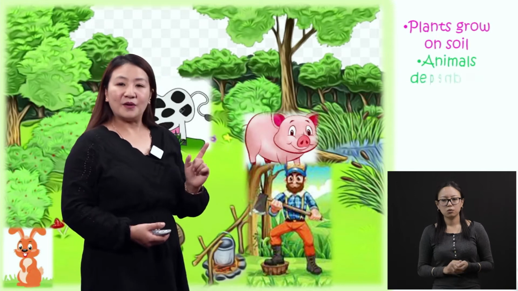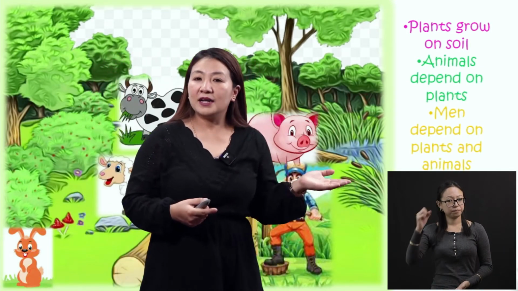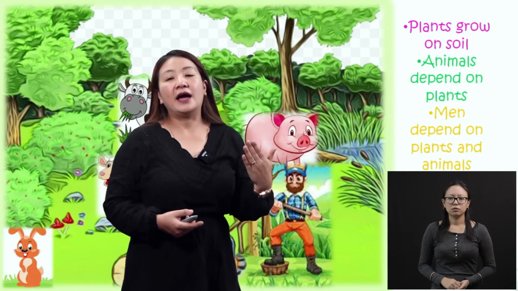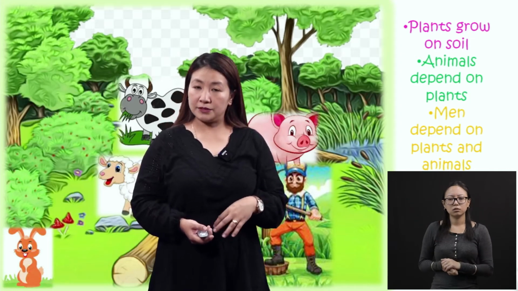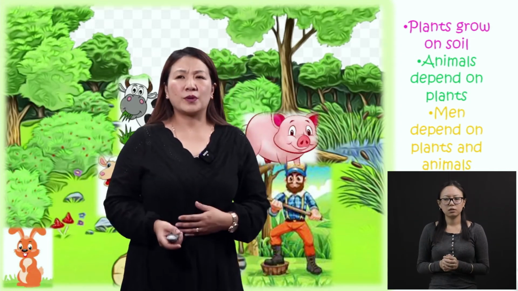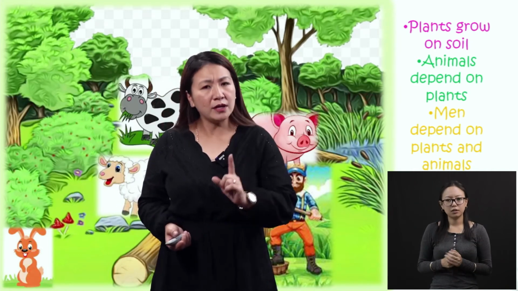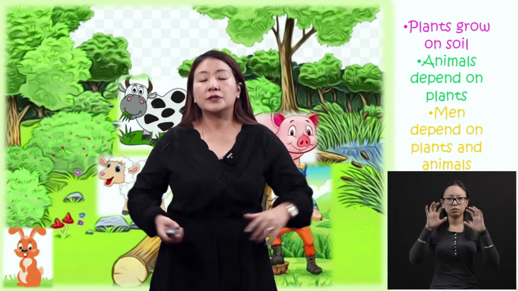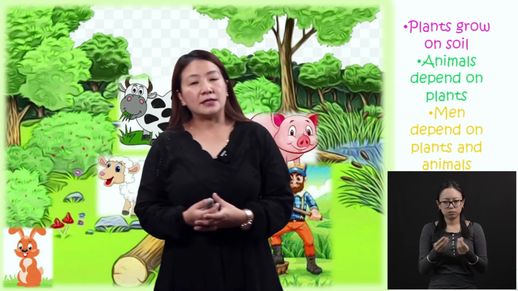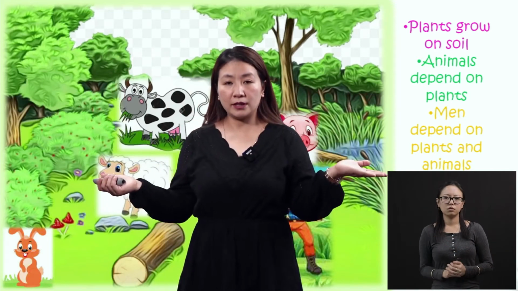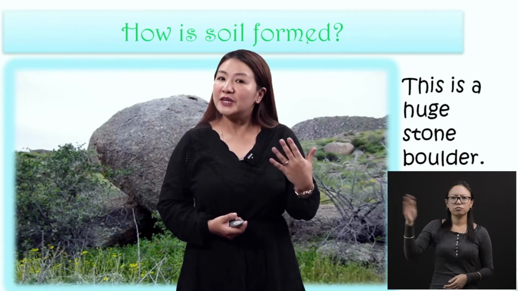Plants grow on soil. Okay, animals depend on plants. And in turn, man depends on plants and animals. So when I say soil, you may not think it is very important. No, soil is very, very important, okay? Because we are all indirectly dependent on soil. So like I said, how did the soil come? How does the soil exist? Let us find out the formation of soil.